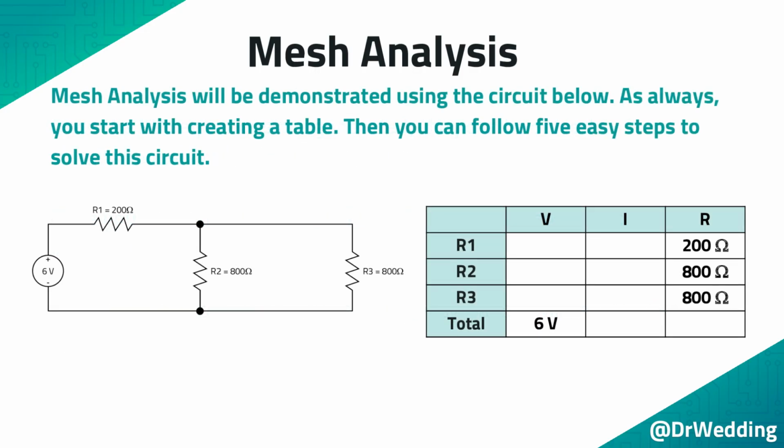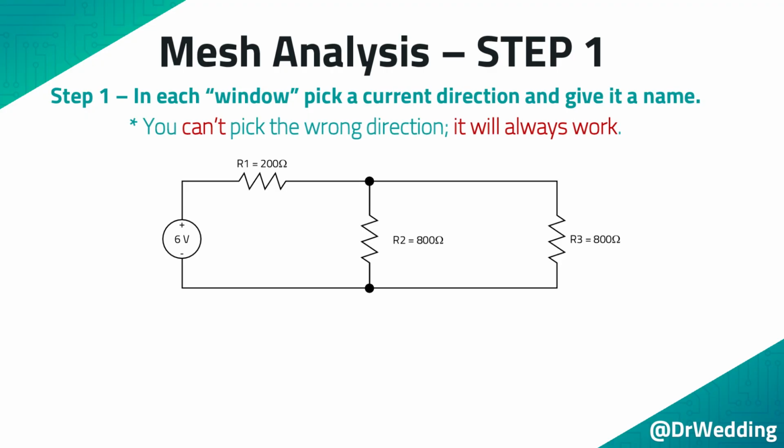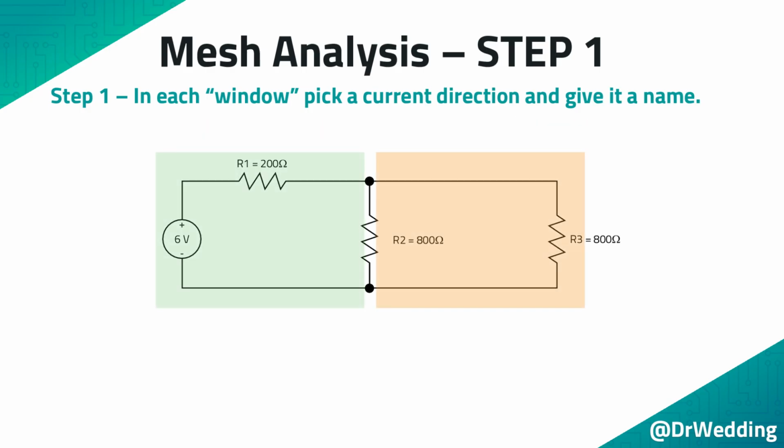Mesh analysis will be demonstrated using the circuit below. As always, you start with creating a table. Then you can follow 5 easy steps to solve this circuit. Step 1. In each window, pick a current direction and give it a name. Do not worry about the direction of the current. You can't pick the wrong direction. It will always work. A window is a term I use to represent the blocks that make up the circuit.